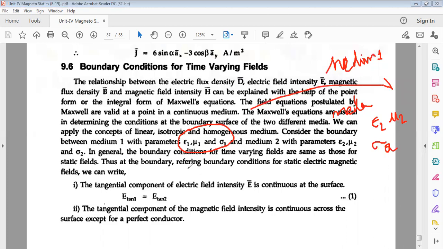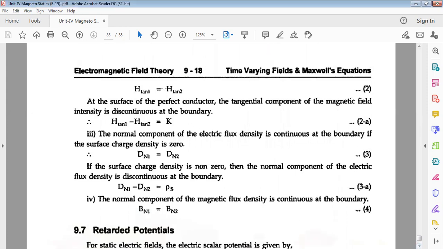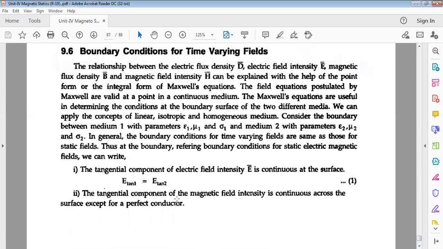Got it? In general, the boundary conditions for the time varying fields are the same as those for the static fields. Thus, referring to the boundary conditions for static electric and magnetic fields, we can write E tan 1 is equal to E tan 2. The tangential component of electric field intensity E bar is continuous. And for the magnetic field, H tan 1 is equal to H tan 2. That is also continuous. The tangential component of magnetic field intensity is continuous across the surface except for a perfect conductor.